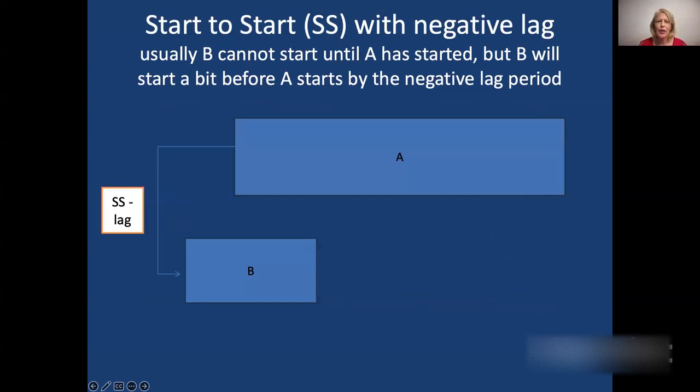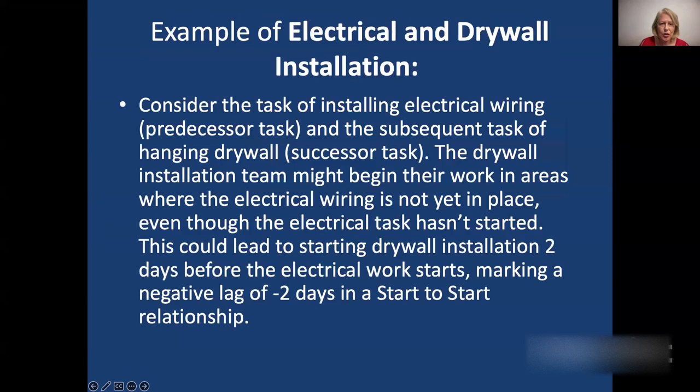Then, of course, we can also get a start to start with a negative lag. And this is where you have B, the successor task, pulled forward a little. So this is a case where B would actually, in fact, start a little before A starts.